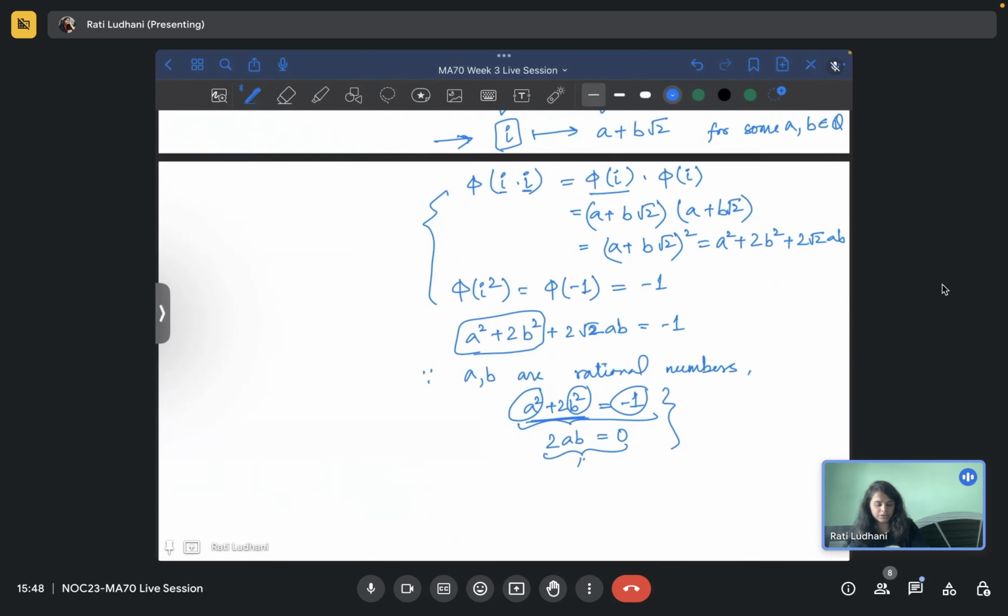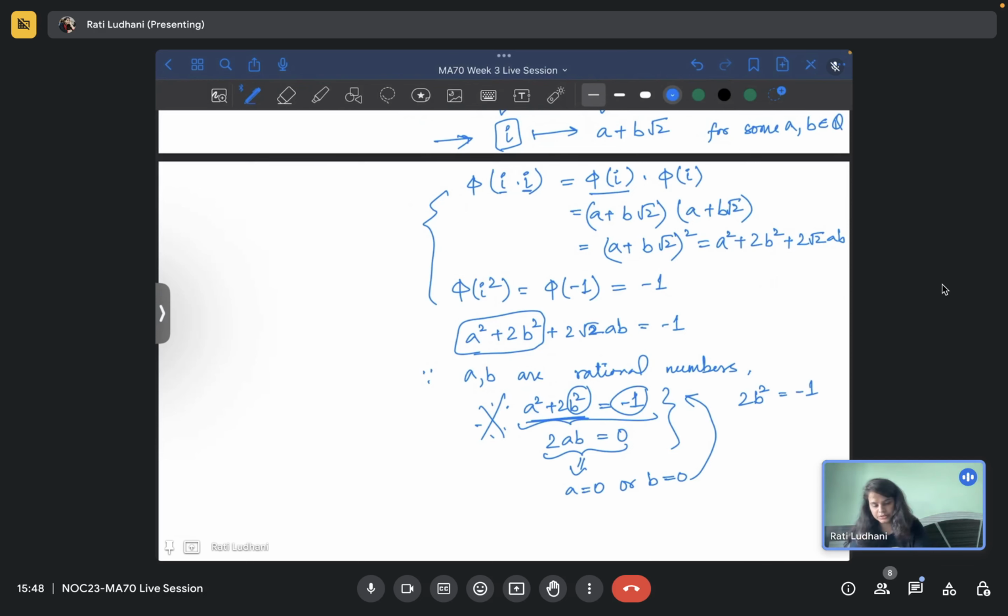From this property, this should imply a equals 0 or b equals 0. And if you apply here, if one of them is 0, in any case this cannot be equal. So basically this cannot happen, which is a contradiction. Okay, is that clear?